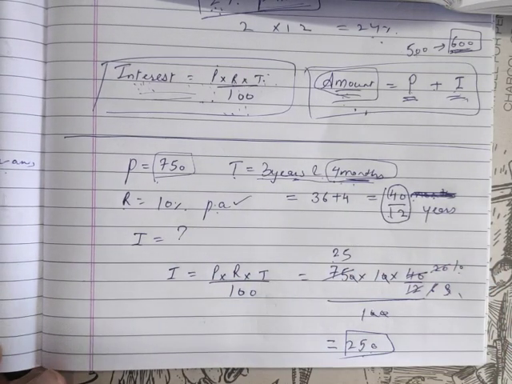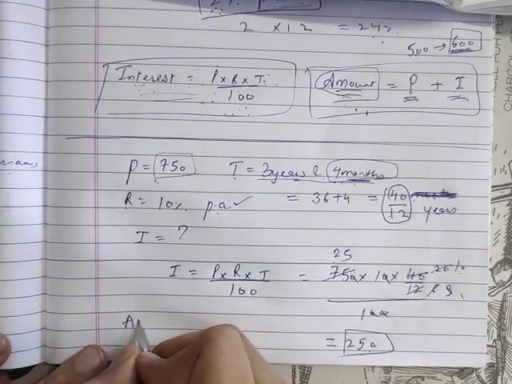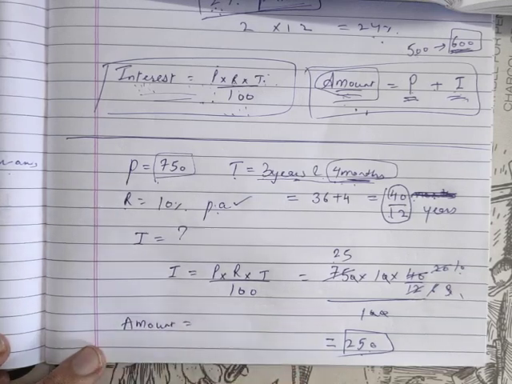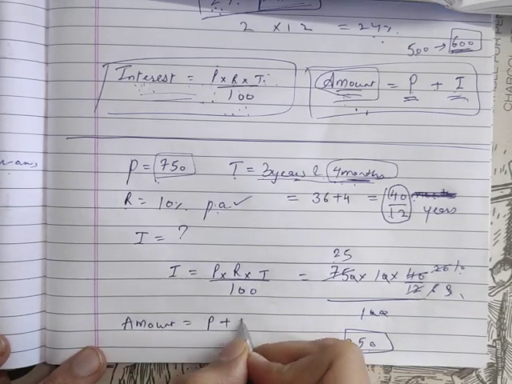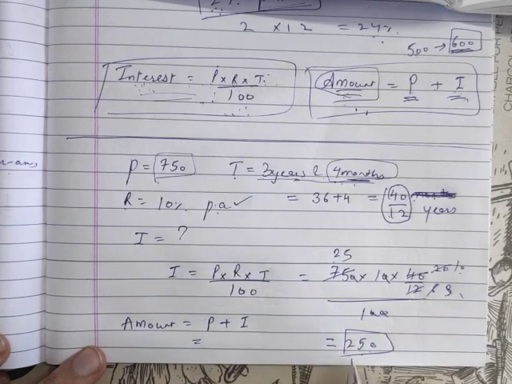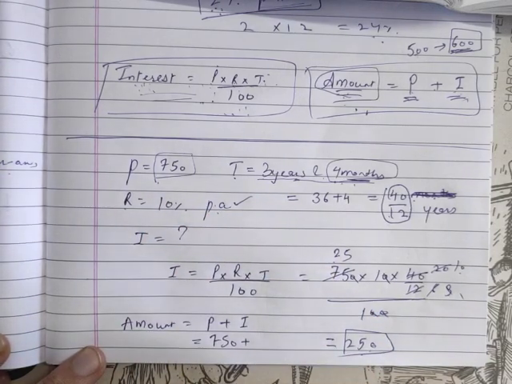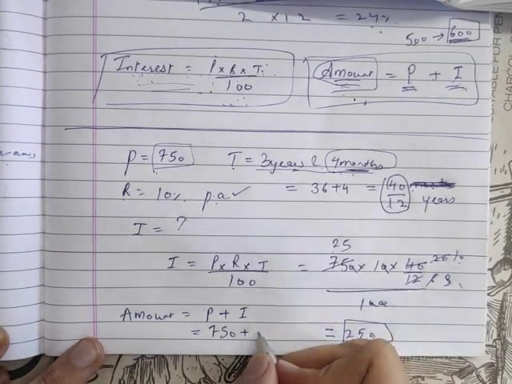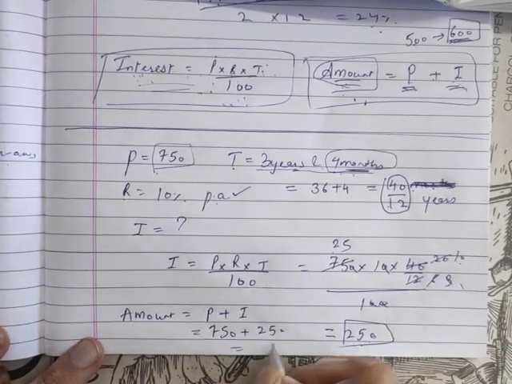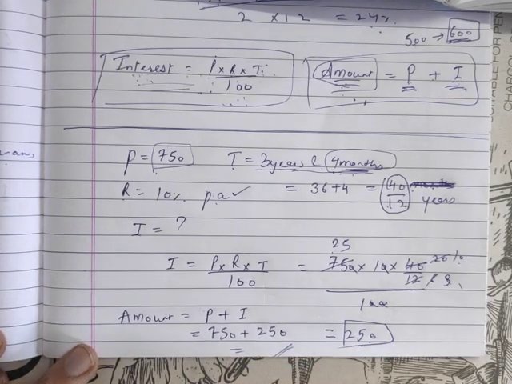ओके. उसने एक और क्वेश्चन पूछा था, अमाउंट. अमाउंट का फॉर्मूला P plus I. What is P? P is 750 plus I का आंसर कितना आया? 250. How much is the answer? 1000. You got it. All right.